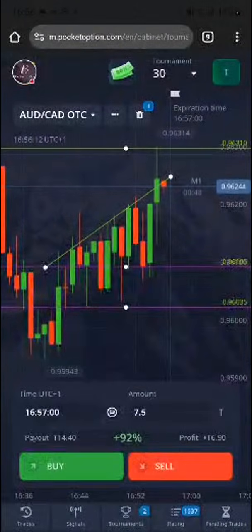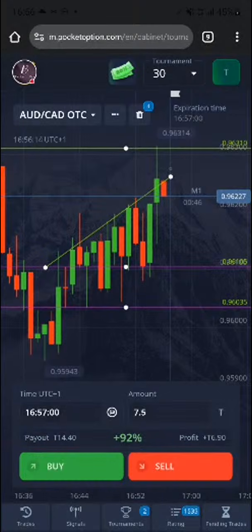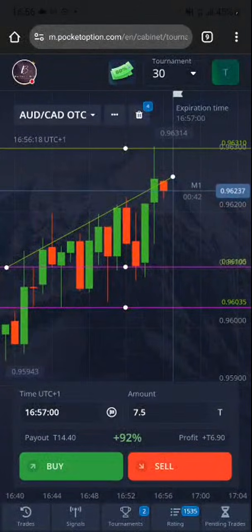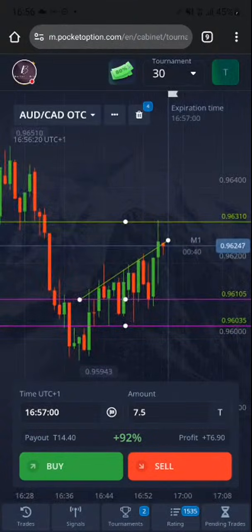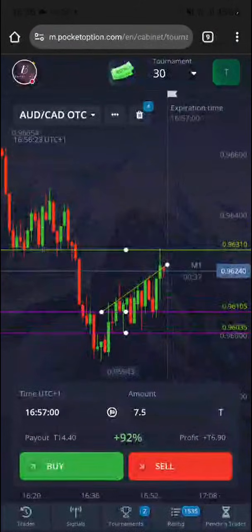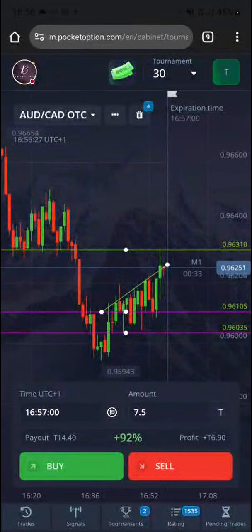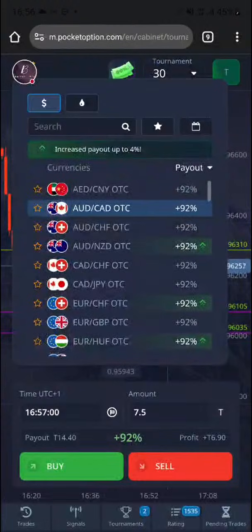Okay. Now we have a gap down in favor of the buyers. We will not take that trade. No, we shouldn't take the trade. We will just look for another opportunity in the market.